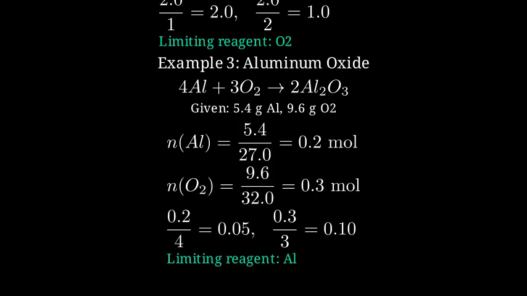Divide by coefficients. Aluminum. 0.2 over 4 equals 0.05. Oxygen. 0.3 over 3 equals 0.1. The smaller value is aluminum, so aluminum is the limiting reagent.